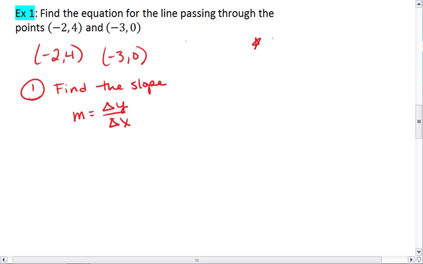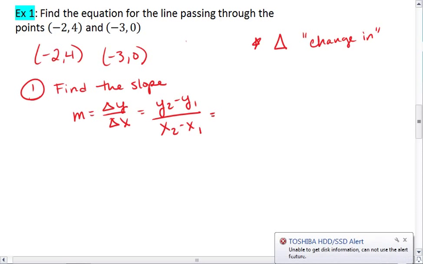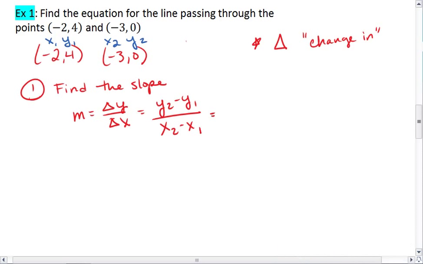And just a little side note, this triangle literally means "change in." And change in y is y2 minus y1. Change in x is x2 minus x1. Plugging in these values, we get 0 minus 4 over -3 minus -2. We get -4 over -3 plus 2, -4 over -1, which is a positive 4.